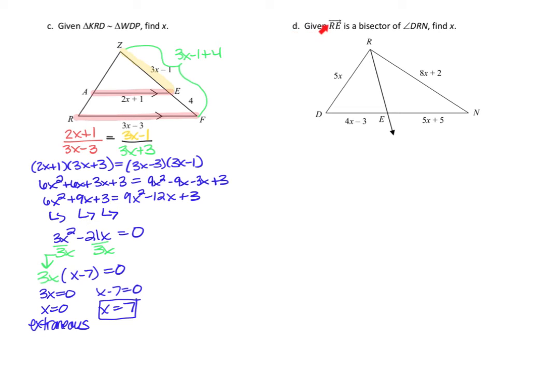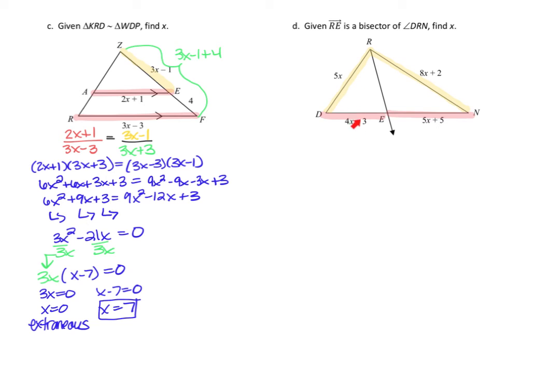In letter D, we're given that ray RE is a bisector of angle DRN. We're going to find x. What theorem would I use to set up my proportions? We're going to use the triangle angle bisector theorem because if I have a ray that is bisecting the angle of a triangle, it's going to divide the opposite sides into two segments that are proportional. Segment RD is going to correspond to segment RN, and DE is going to correspond to NE.